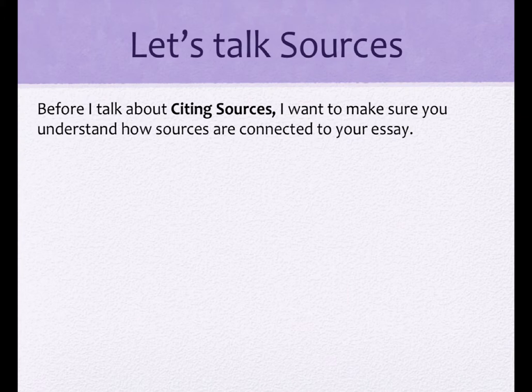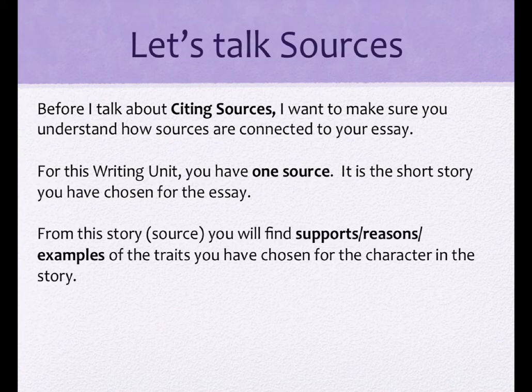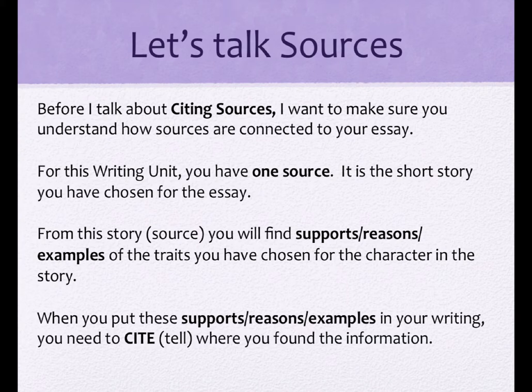Before we talk about sources, let's talk about citing them and make sure you understand how sources are connected to your essay. For this writing unit, you have one source. It is the short story you've chosen for the essay. From this source, you will find supports, reasons, and examples of the traits you've chosen for the character in the story. When you put these supports, reasons, and examples in your writing, you need to cite, you need to tell where you found that information.